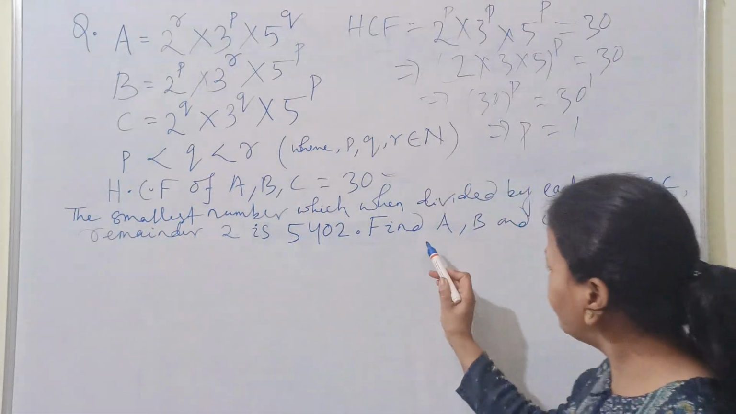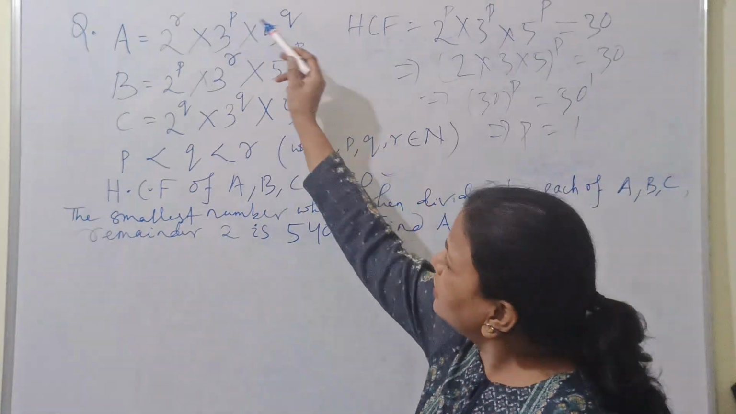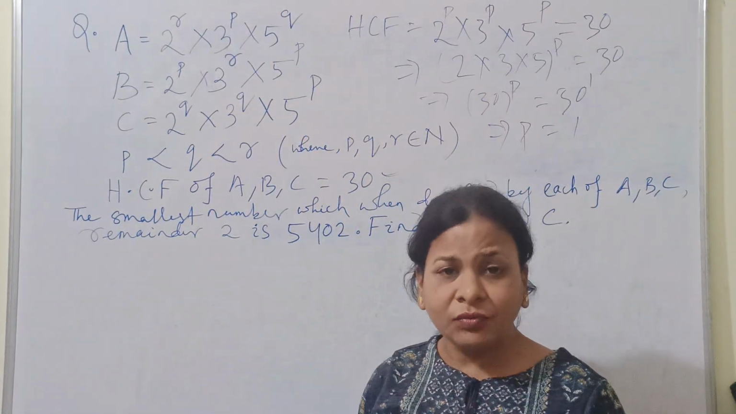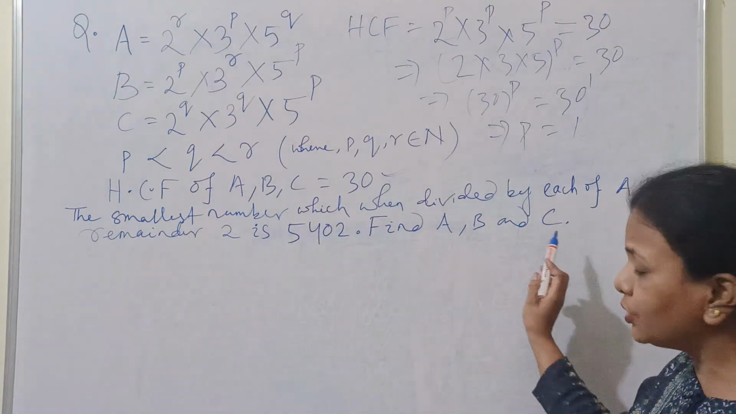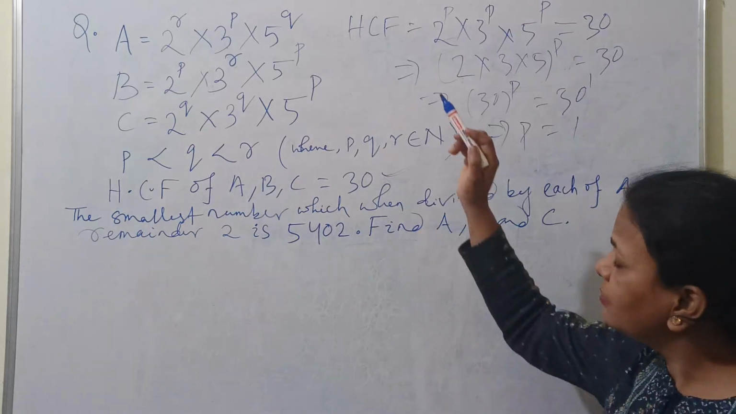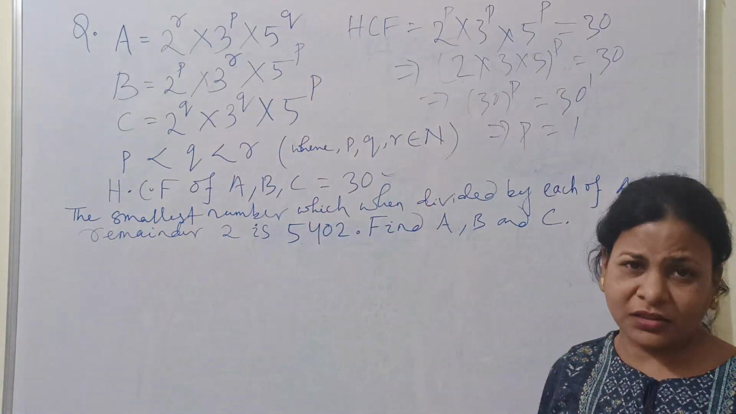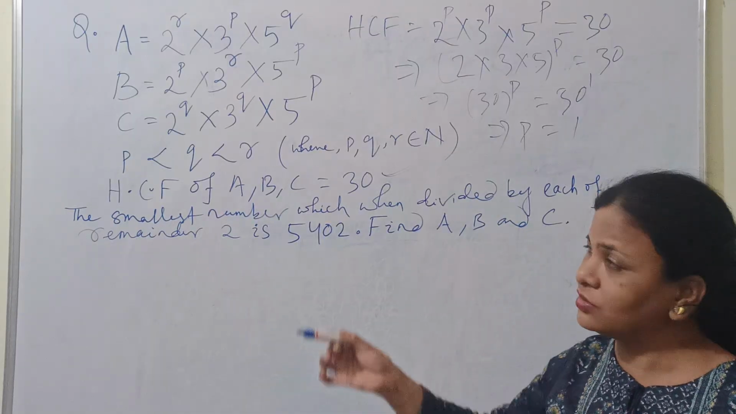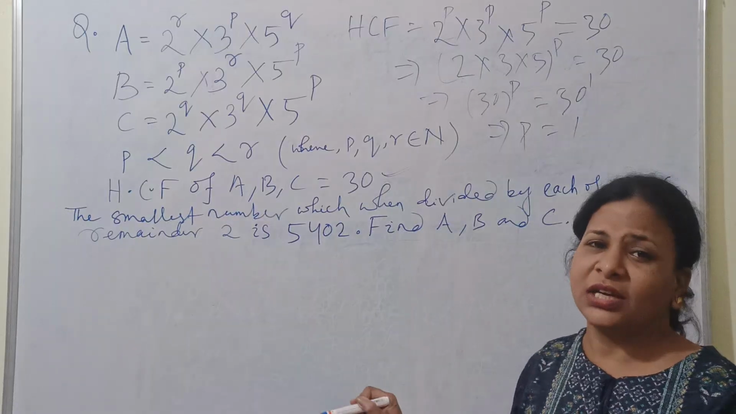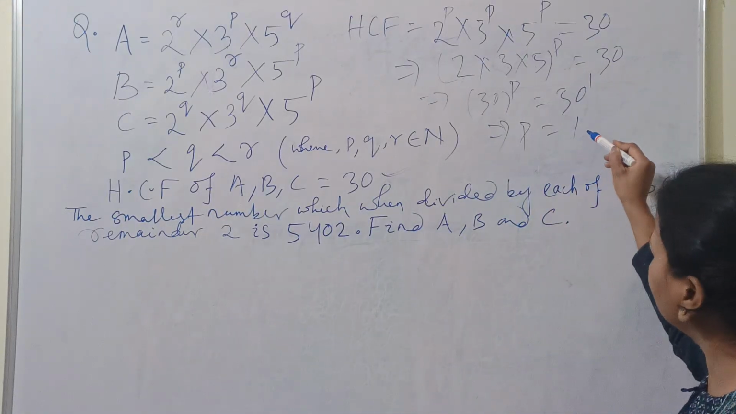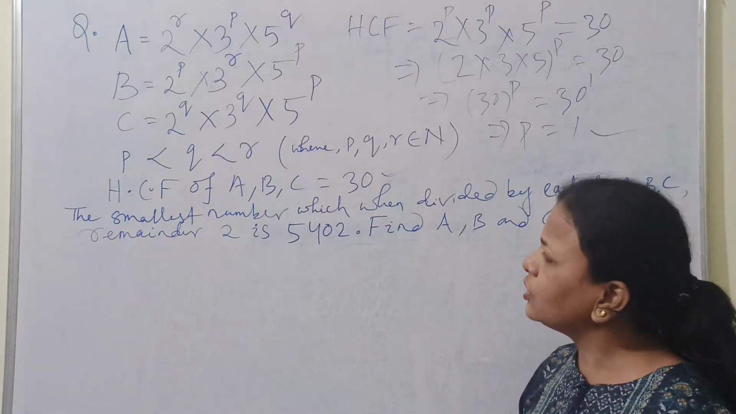The question asks you to find the values of A, B and C. Unless we get the values of p, q and r, we won't be able to get the values of A, B and C, because A, B and C are expressed as a product of their prime factors. So we have to get the values of p, q and r so as to get the value of A. First we got the value of p, that is equal to 1. Now how can we get the values of q and r?